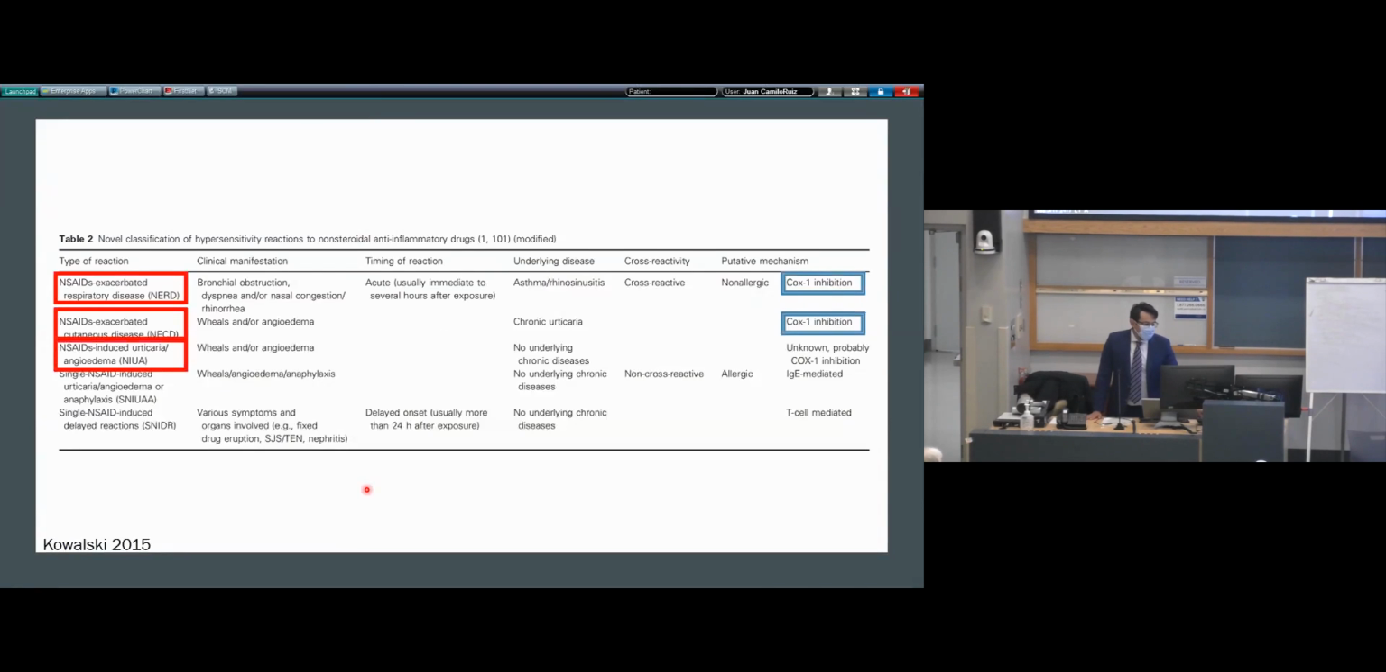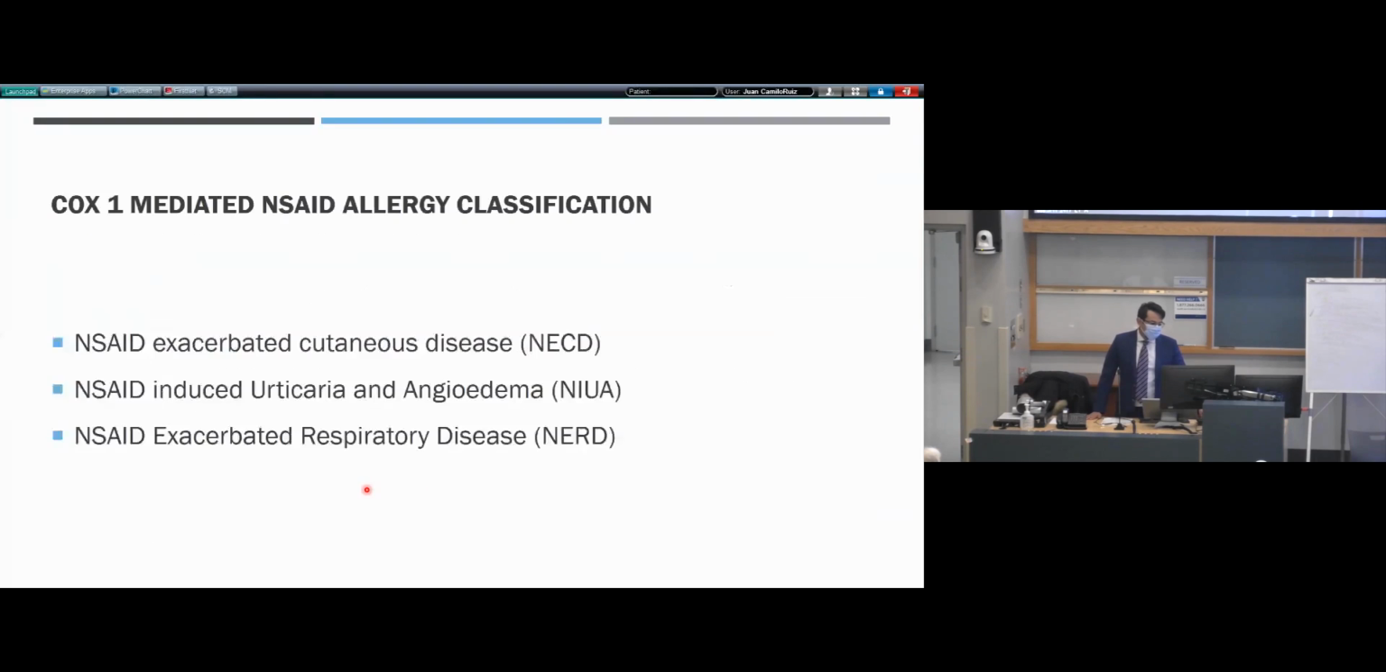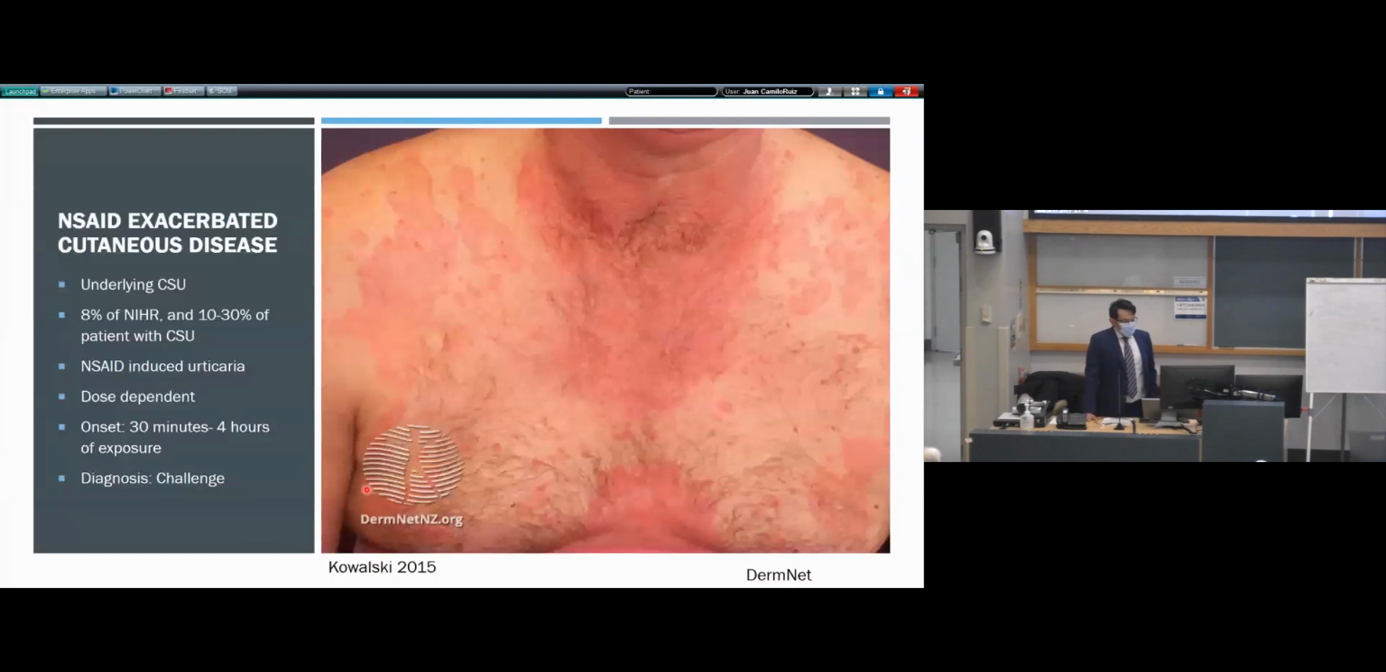So these 3 are the ones that are mediated through COX-1: the NERD, which we'll be talking about today, as well as the NSAID exacerbated cutaneous disease and NSAID induced angioedema. The first one is called NSAID exacerbated cutaneous disease. Again, COX-1 mediated. These are patients who have recurrent hives, so that's called chronic urticaria. And they'll take an NSAID and their hives get worse. So think about it as adding fuel to a fire. They already have the issue with the hives and the hives just get worse.